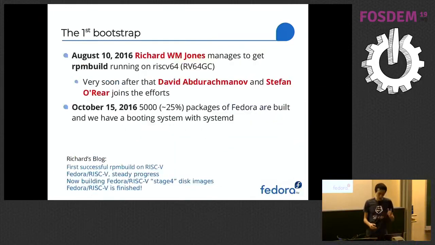So the first bootstrap, I believe, was done. Richard started the whole project, and he's sitting right there. That was in 2016, August 10th, I believe, based on the blog post when he said that he has something which runs RPM build, and I think he announced that on the Fedora mailing list. And very quickly, me and Stefan, who's sitting right there, joined this effort. So we have been working on it for a very long time.